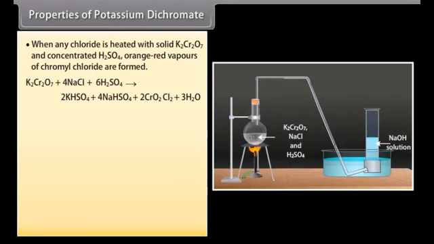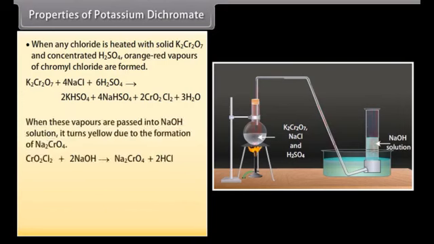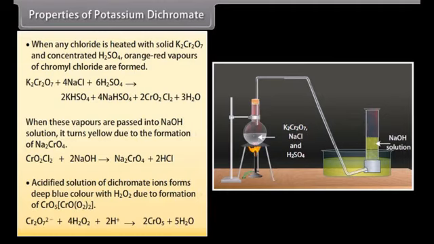When any chloride is heated with solid K2Cr2O7 and concentrated H2SO4, orange-red vapors of chromyl chloride are formed. When these vapors are passed into NaOH solution, it turns yellow due to the formation of Na2CrO4. Acidified solution of dichromate ions forms deep blue color with H2O2 due to formation of CrO5, CrO(O2).